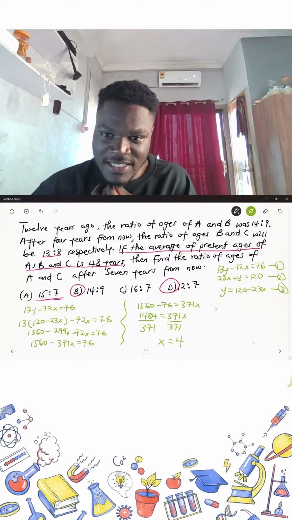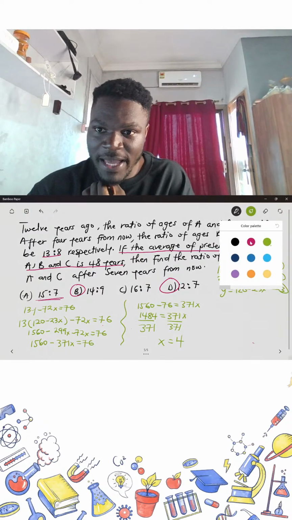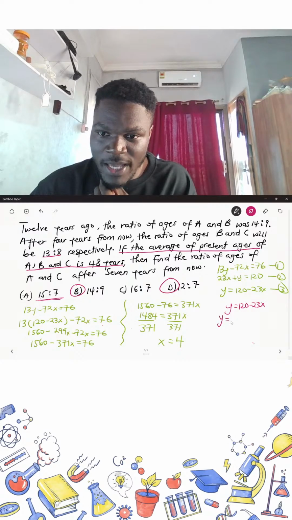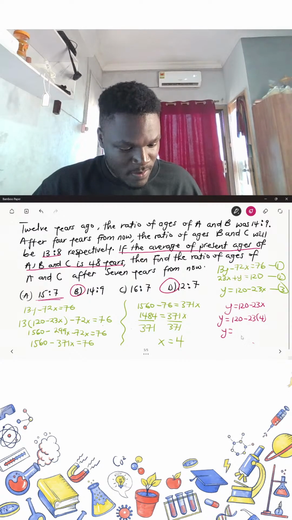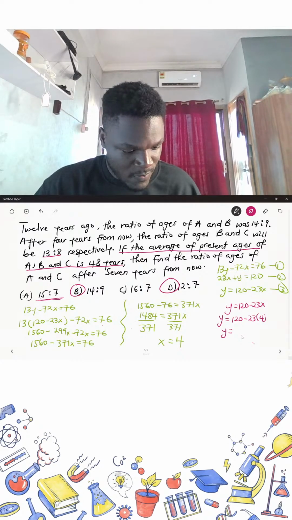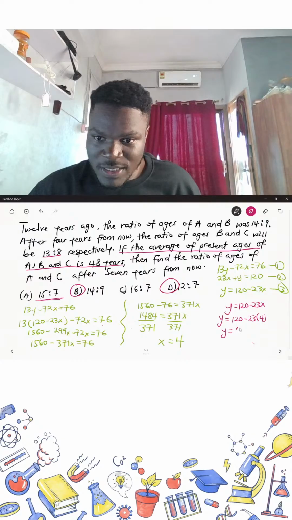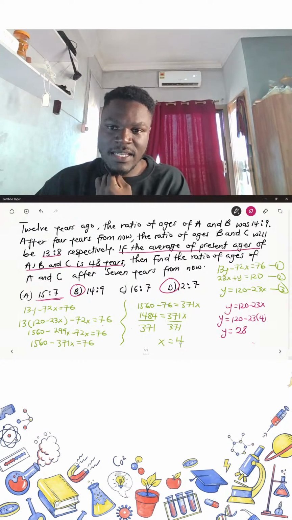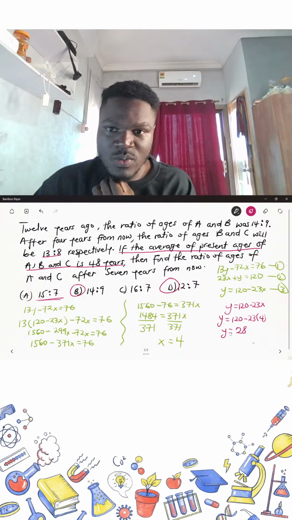So now that I have found x, I can easily go ahead and find my y. So my y will be equal to 120 minus 23x, and that will be y is equal to 120 minus 23 into bracket 4. That will give me 28. So the value of x and y will now be 4 and 28. That is what we are now getting.